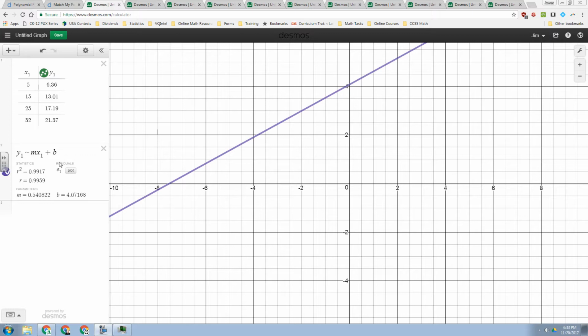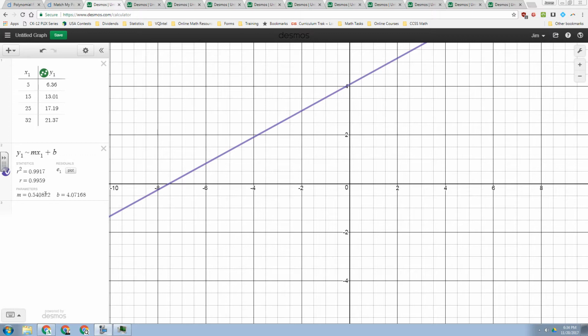Now it asks, what does the slope mean in this context? Well, x is years and y is the wage. And so what that means is that every year the wage goes up by 0.54 or 54 cents from 1970 to 2002. That's what that's telling us.